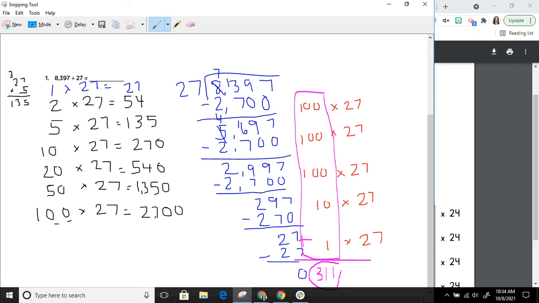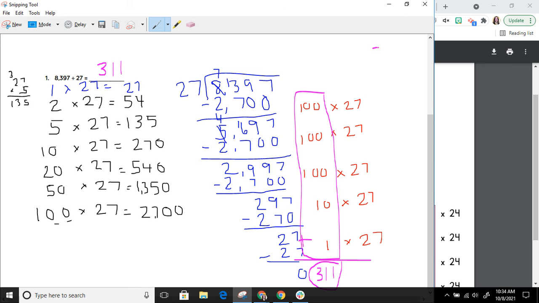And guess what the answer is? Guess what the quotient is for 8,397 divided by 27. It is 311. So this is using partial quotients to solve division problems. Now, I could easily check my answer here.